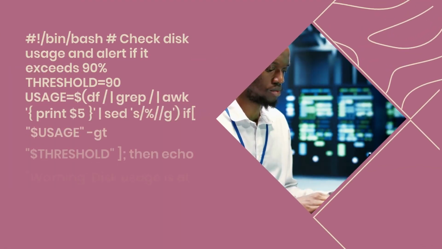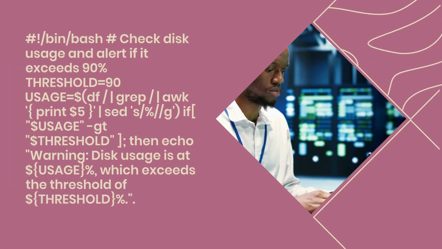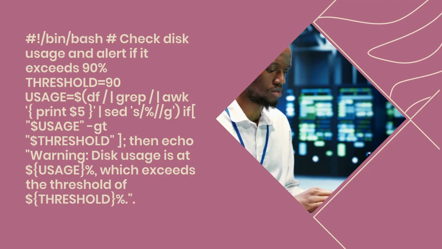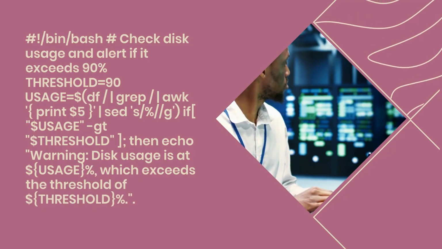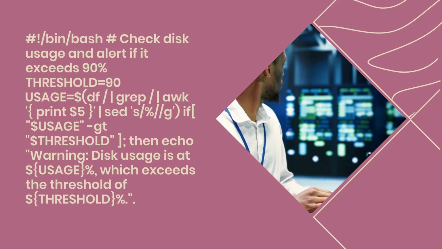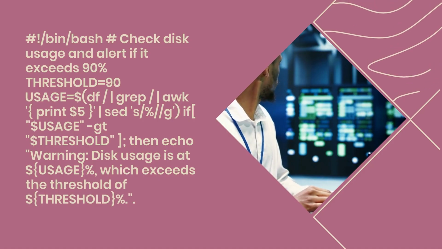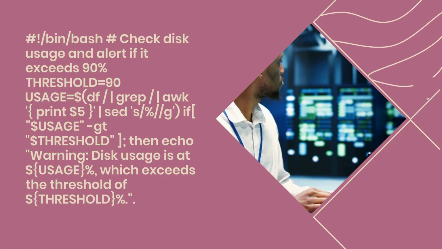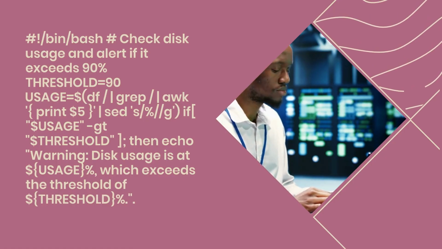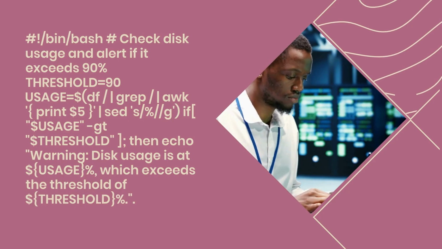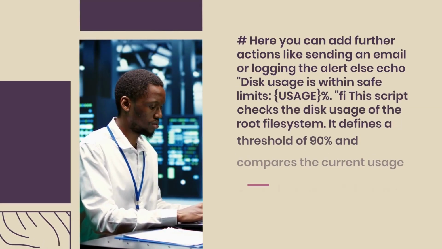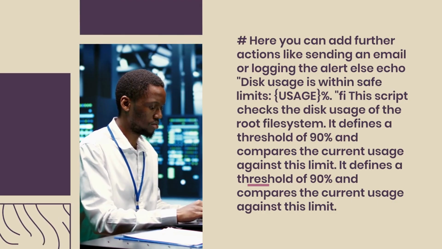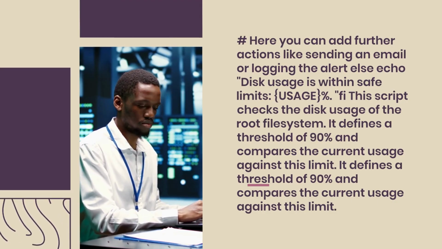#!/bin/bash # Check disk usage and alert if it exceeds 90%. THRESHOLD=90. USAGE=$(df / | grep / | awk '{print $5}' | sed 's/%//g'). If $USAGE -gt $THRESHOLD, then echo "Warning: Disk usage is at $USAGE%, which exceeds the threshold of $THRESHOLD%." # Here you can add further actions like sending an email or logging the alert. Else echo "Disk usage is within safe limits: $USAGE%."